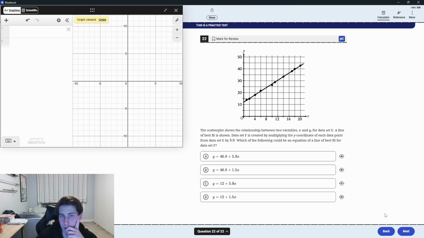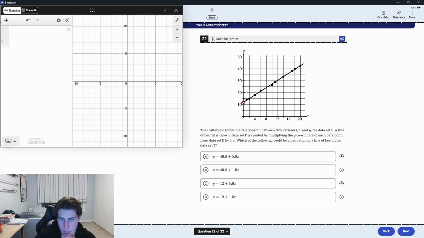Number 21. Alright, we'll skip number 21 since it's longer and move on to 22. The scatter plot shows a relationship between x and y for dataset E. A line of best fit is shown. Dataset F is created by multiplying the y-coordinate of each data point by 3.9. Which of the following can be an equation of a line of best fit for dataset F?